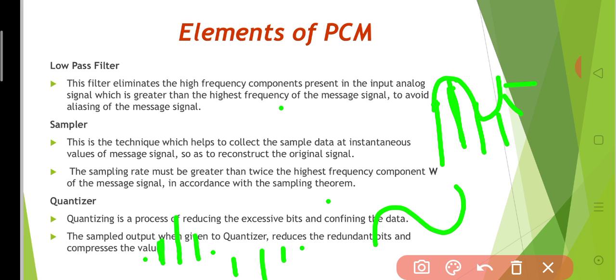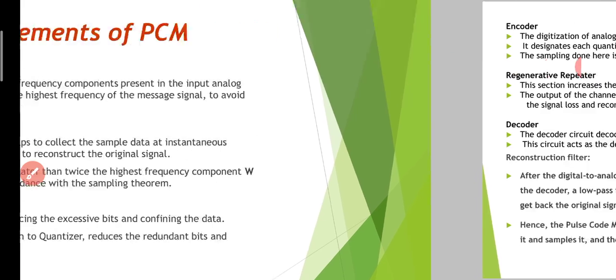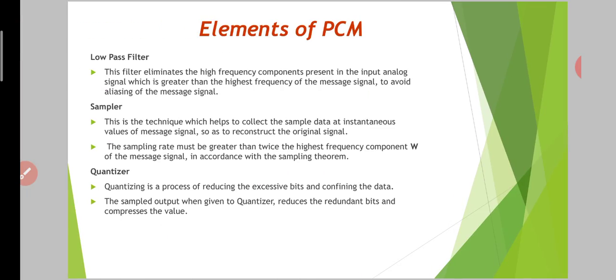Next, the output of the sampler is fed to the quantizer. In the quantizer, quantization happens. The quantizer is a block which performs the quantization. Quantization is a process that creates different levels in those samples.